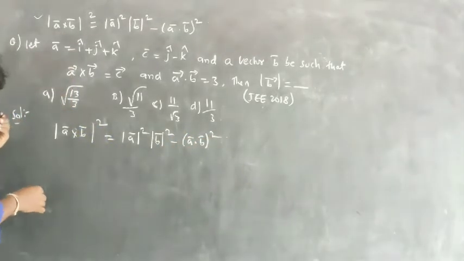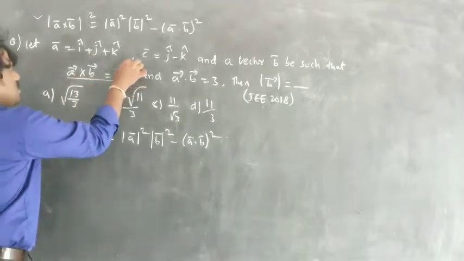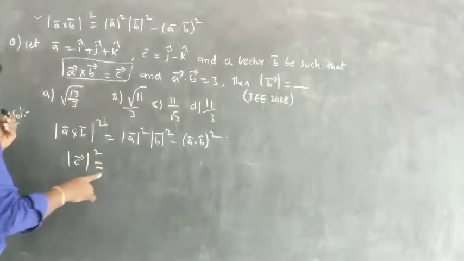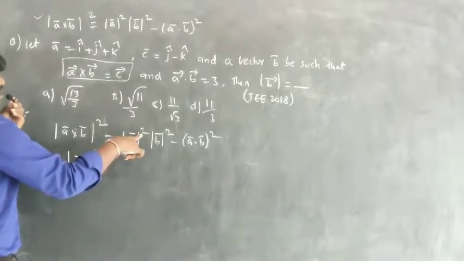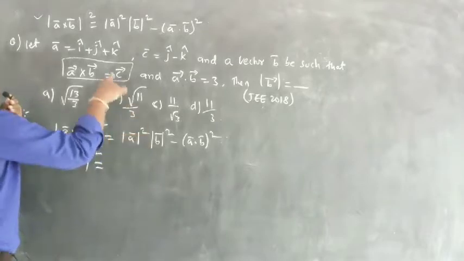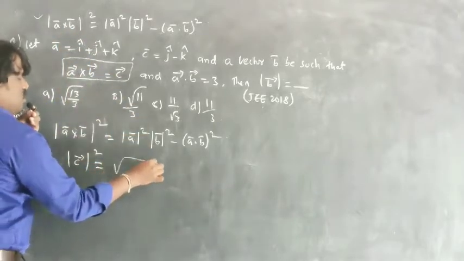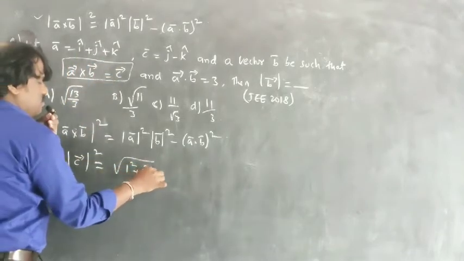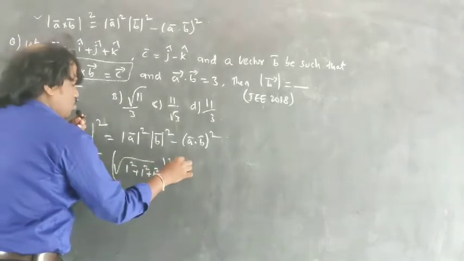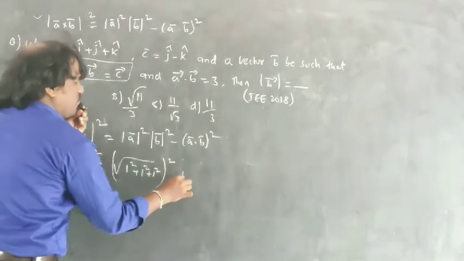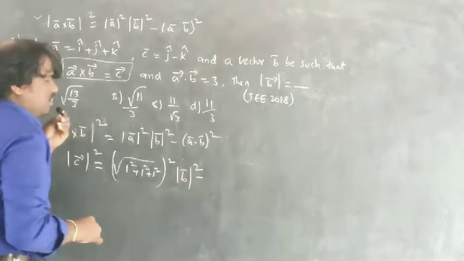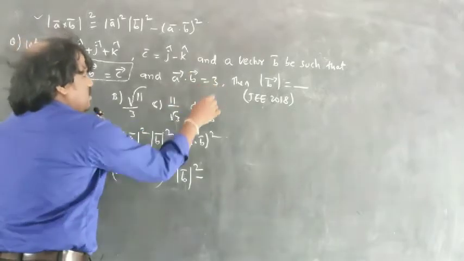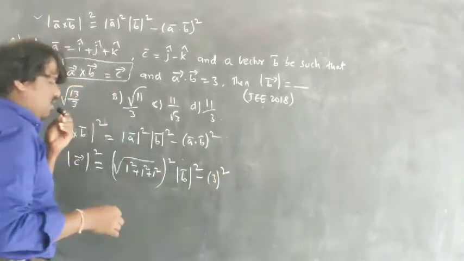Correct? You know that A cross B is given as C vector, which I can write as mod C whole square. That is equal to mod A square, which means the magnitude of A vector, under root of 1 square plus 1 square plus 1 square, whole square, into B vector. What is B vector? We have to find this. Now A vector dot B vector is given as 3, that means 3 square. It's a very simple question.